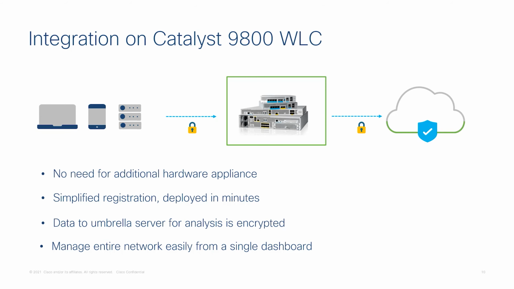Now, let's move into the focus of the video, the Umbrella integration on the Catalyst 9800 series wireless controllers. What does this integration do and why is it necessary? Well, with Umbrella integration, there is no need for additional hardware appliance on-prem, which increases maintenance costs. The registration and deployment of the wireless LAN controller to the Umbrella Cloud server takes minutes, which ensures the protection of your entire organization almost immediately.